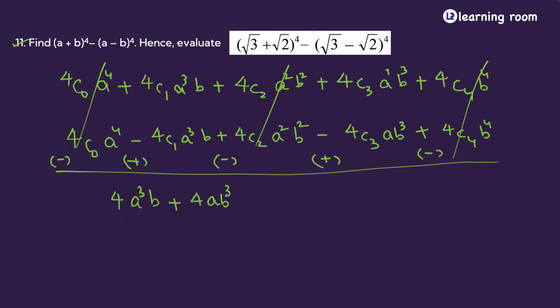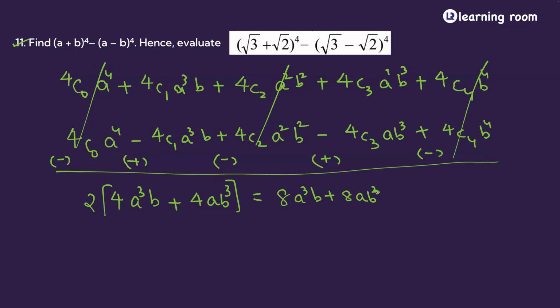So this whole thing will get multiplied with 2. So they're coming 2 times, right? So it is going to be 8 a^3 b plus 8 a b^3. So to put it simple, (a+b)^4 minus (a-b)^4 is 8 a^3 b plus 8 a b^3. What is our job? You need to take this as a formula and solve this.